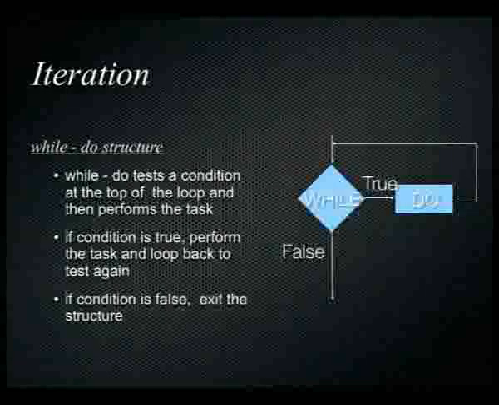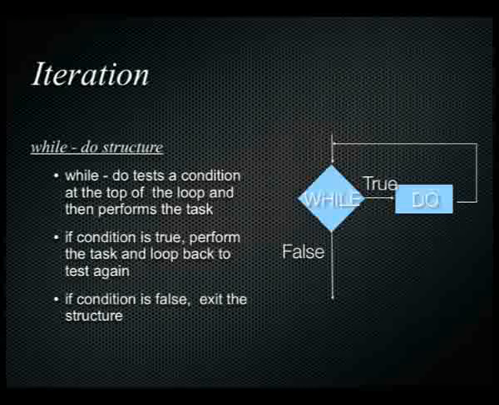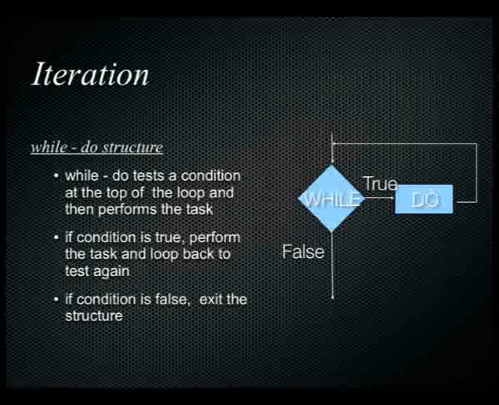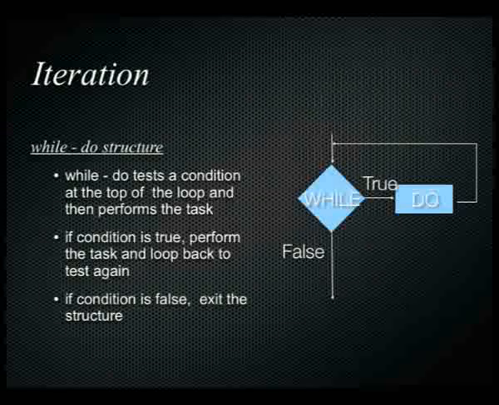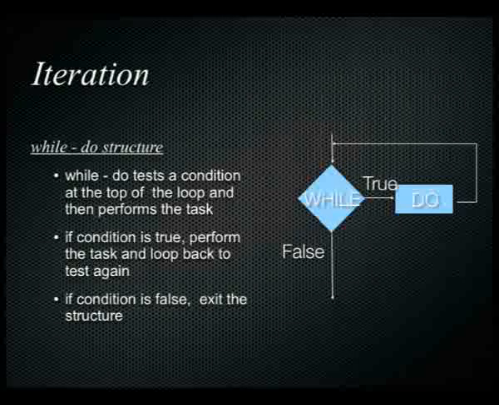So when it comes to iteration, our while do structures are basically where we test a particular condition, and as long as that condition is true, we do a predefined set of instructions. If the condition is true, we simply do those instructions, come back and test that condition again. We keep doing that loop as long as the condition is true. If the condition is false, then we simply break out of that loop and continue down the false path.